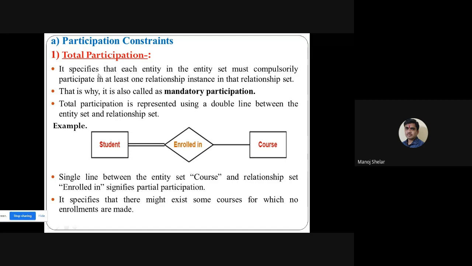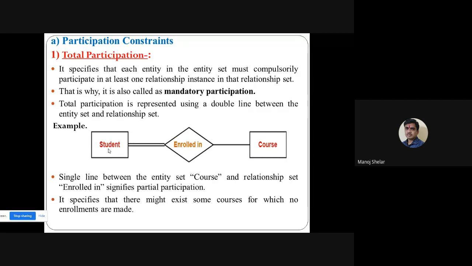Total participation specifies that each entity in the entity set must compulsorily participate in at least one relationship instance in the relationship set. That is why it is called mandatory participation. A total participation is represented using a double line between the entity set and relationship set. This double line means total participation. The single line between the entity set course and relationship set enroll signifies partial participation. It specifies there might exist some courses for which no enrollments are made.